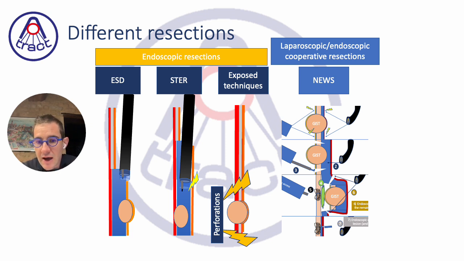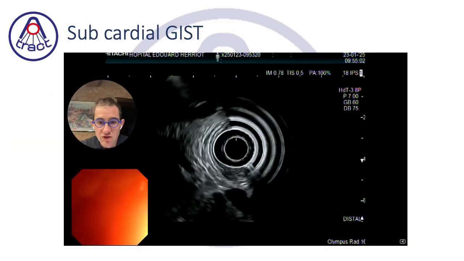So I think the window for endoscopic technique is the small gastrointestinal stromal tumor of less than 4 centimeters that seems accessible to endoscopy. It means that you are able to reach it with the scope, which is not always the case. For example, for the top of the fundus, sometimes it can be really technically challenging.